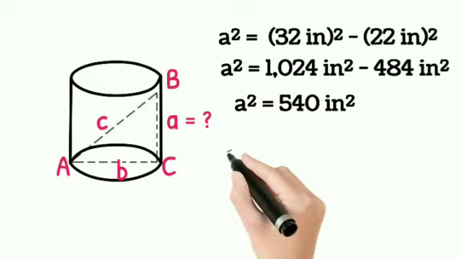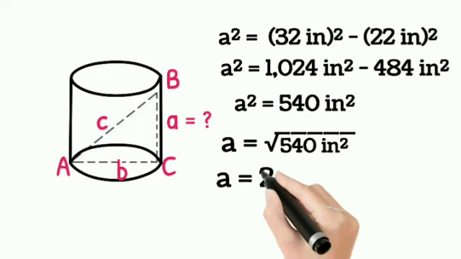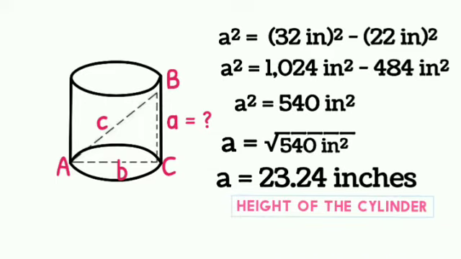To find the value of a, square both sides of the equation. Therefore, the height of the cylinder will be equal to 23.24 inches.